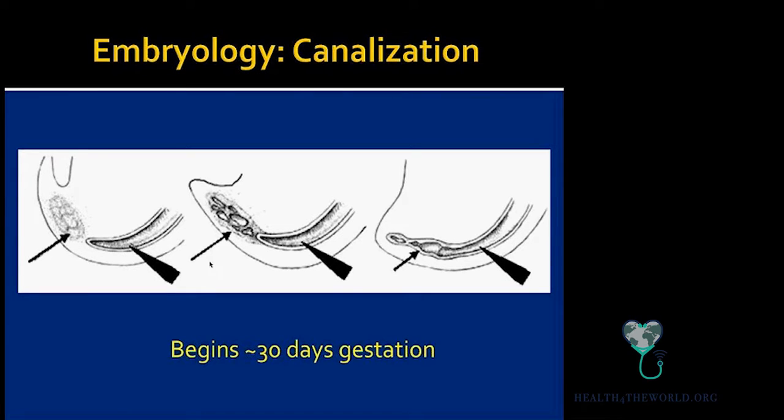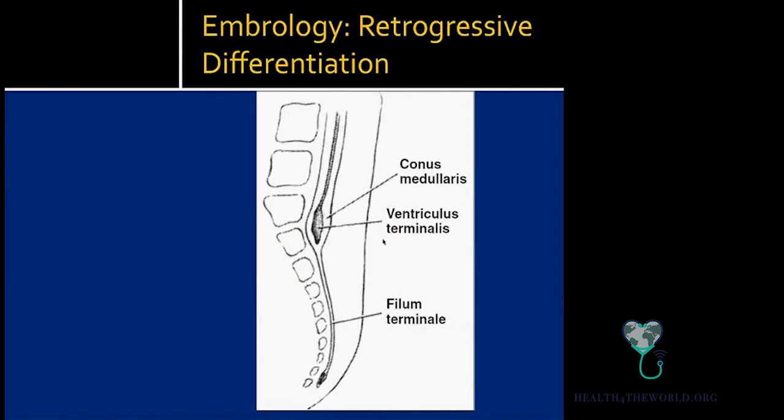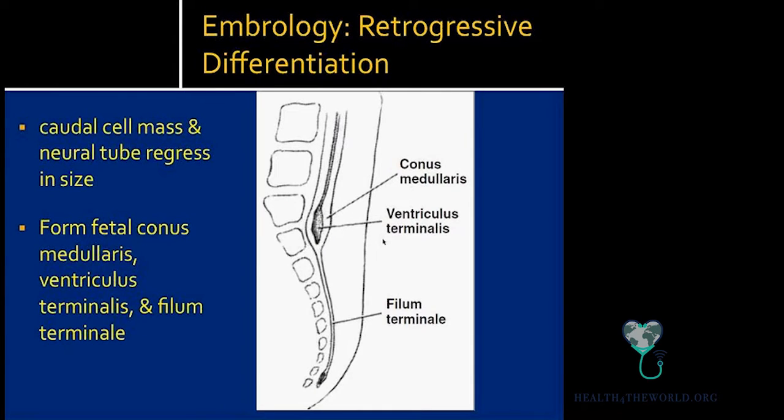Then at 30 days of gestation, there's another process here: canalization, with this caudal cell mass, a blob of tube here. During this process is another step where things can go wrong. Microcysts form in the caudal cell mass and the neural tube. Then another step, retrogressive differentiation. This is another step where the caudal cell mass regresses and the neural tube regresses in size. And then you form some of these more recognizable structures, the fetal conus medullaris, ventriculus terminalis, filum terminale. During this phase is where things can go wrong.